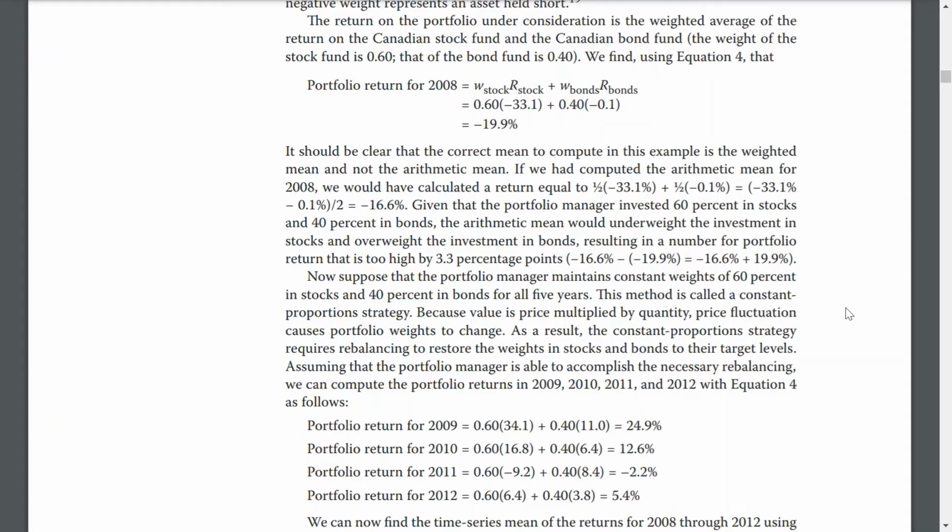Bonds are more stable, so therefore the negative return is lesser if we allocate 50-50 instead. Okay, so that's why.